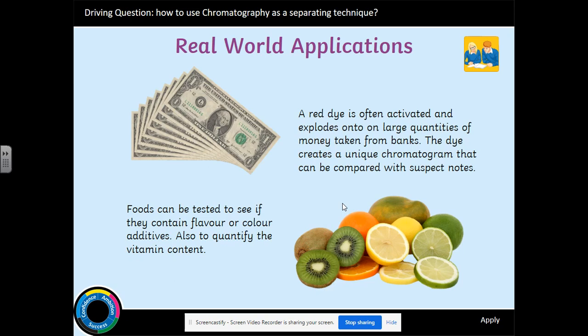So, again, red dye is often activated and explodes upon large quantities of money taken from banks. The dye creates a unique chromatogram that can be compared with suspect notes. And also in food dyes, we can separate the colors in food dyes into the different colors that make them up.